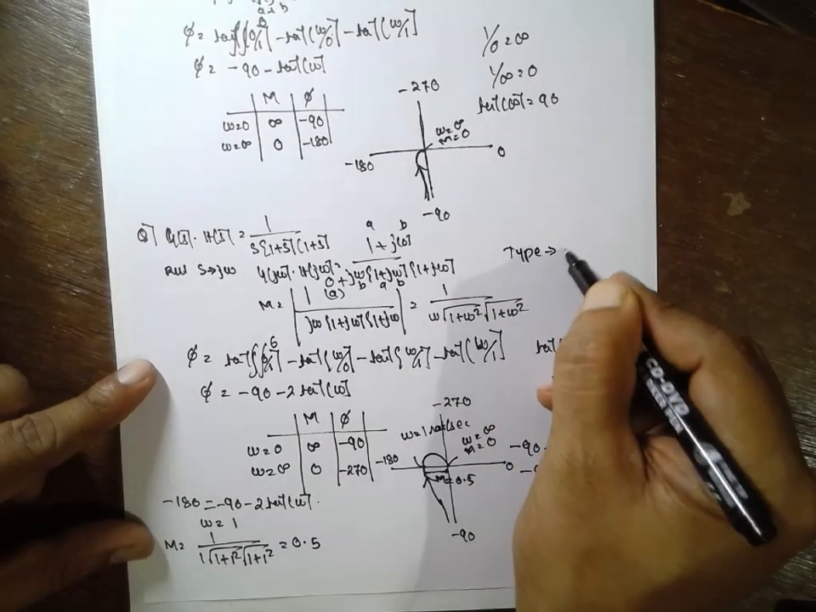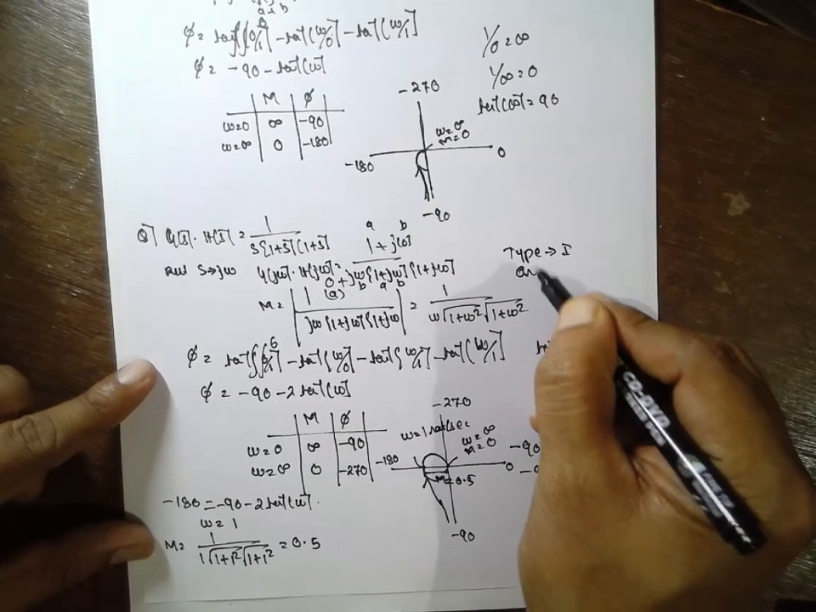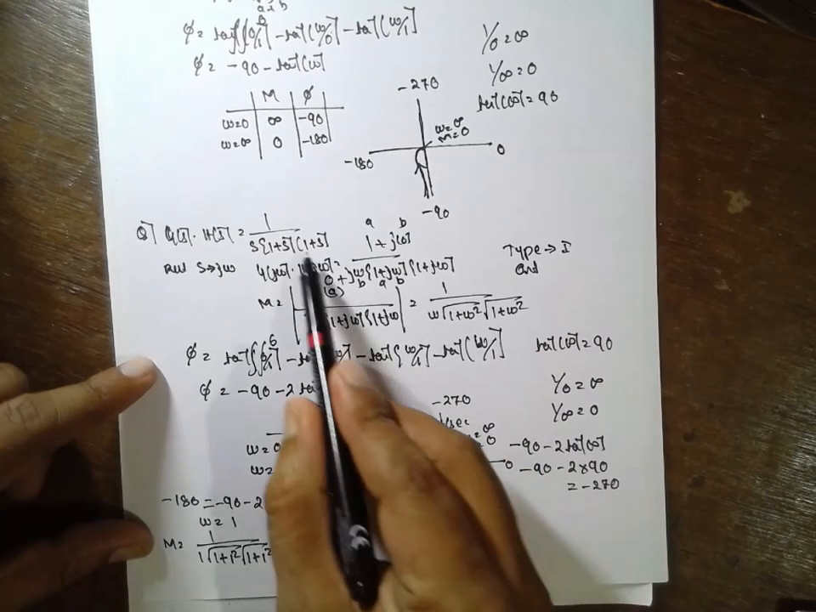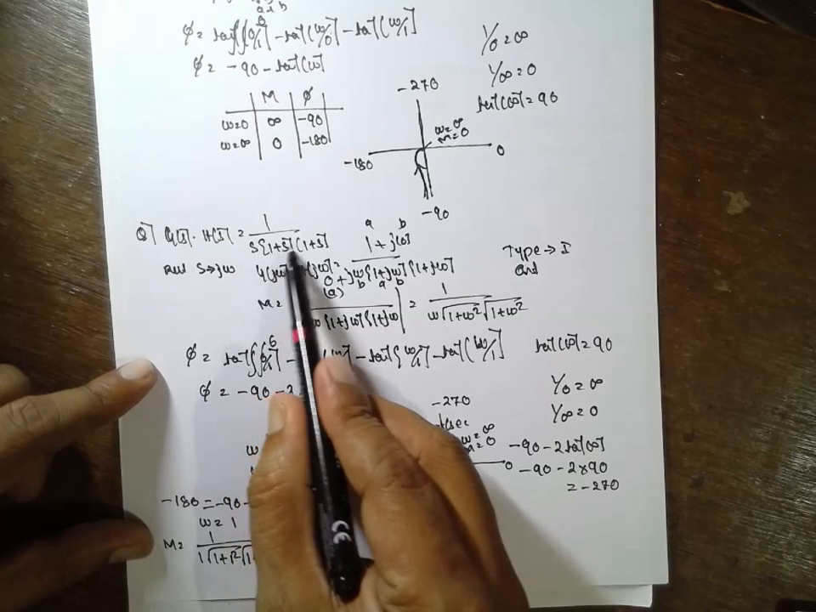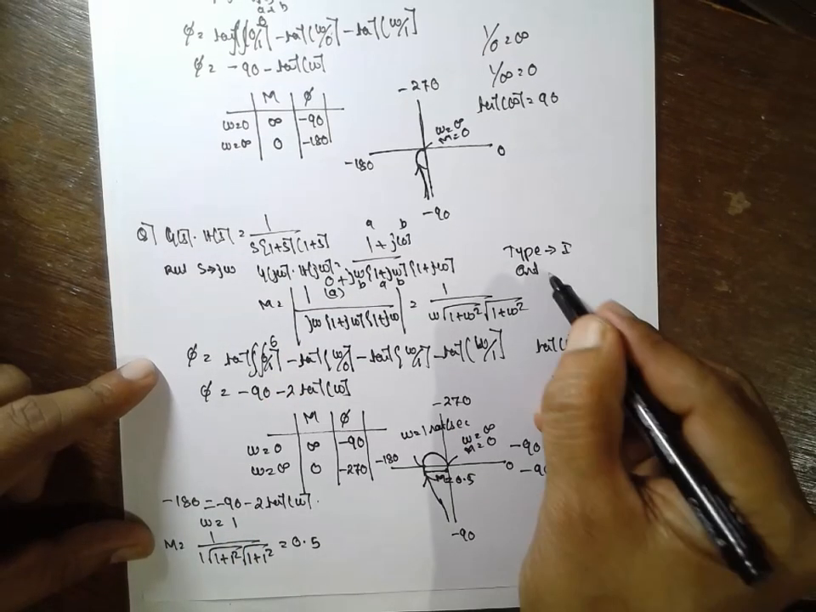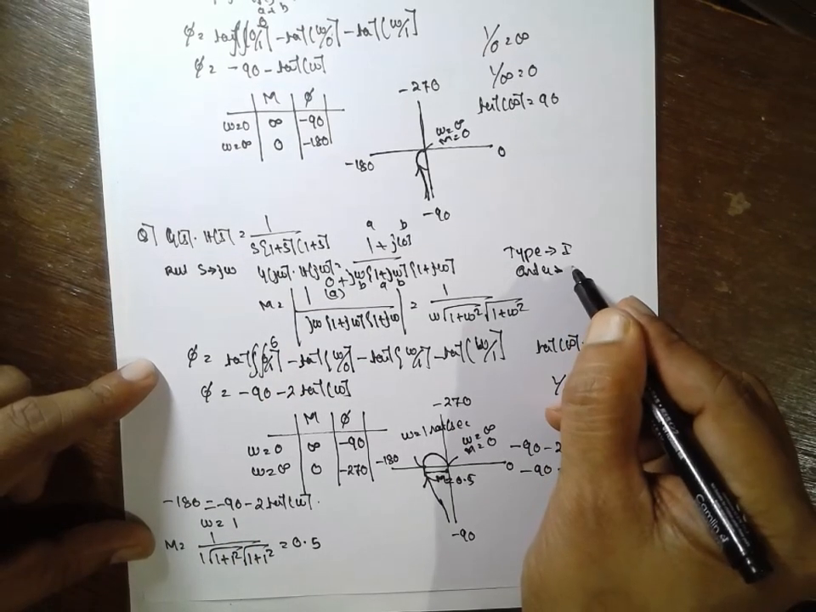This is also a type 1 system. Now order, what? Type 1. There is 1 here, therefore type 1. Order what? 1, 2, 3 cube, therefore order 3.